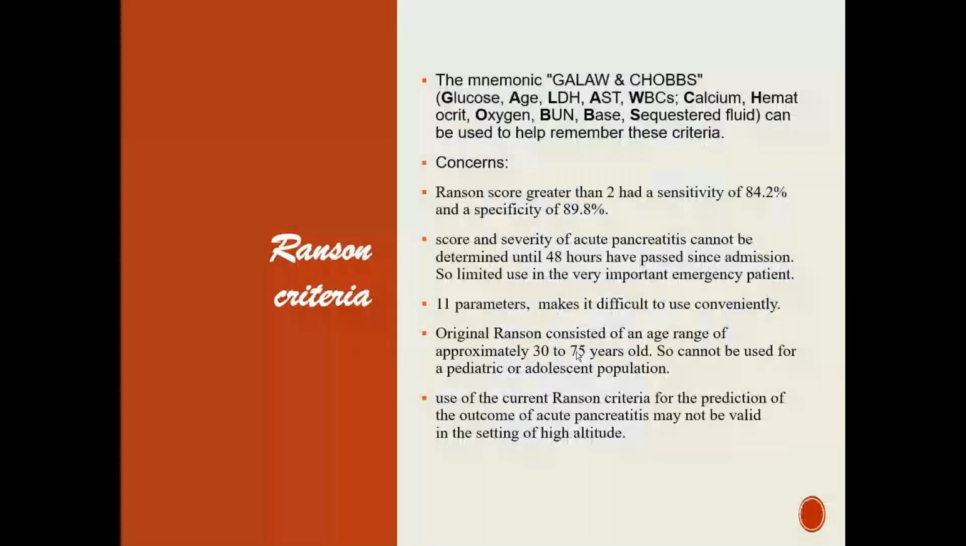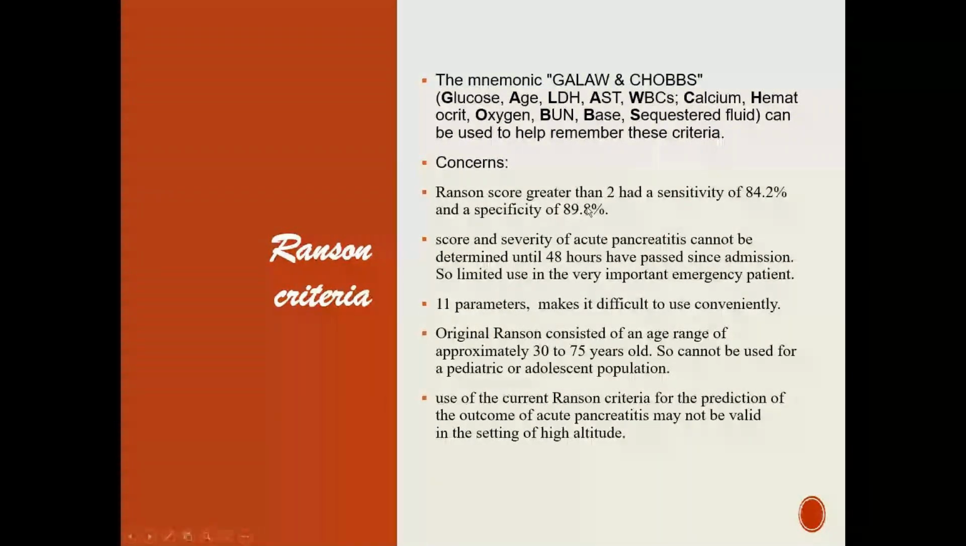Now, Ranson's criteria can easily be remembered. I told you the Glasgow criteria mnemonic is PANCREAS. The mnemonic for Ranson's criteria is GA LAW and CHOPS. That is a firm of lawyers. So GA LAW and CHOPS, and each word stands for one parameter. I'm not going to go into that. You can just look this up. So the concerns are there in this slide. I've labeled everything. The concerns with Ranson's criteria: a Ranson score greater than 2 has a sensitivity of only 84% and specificity of 89.8%.